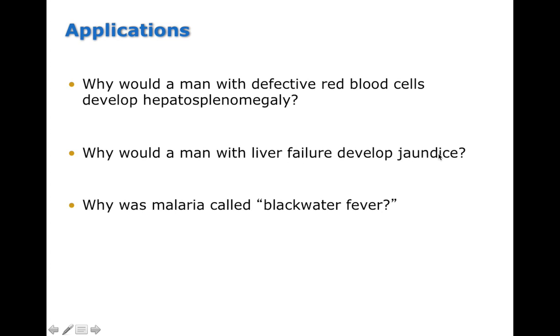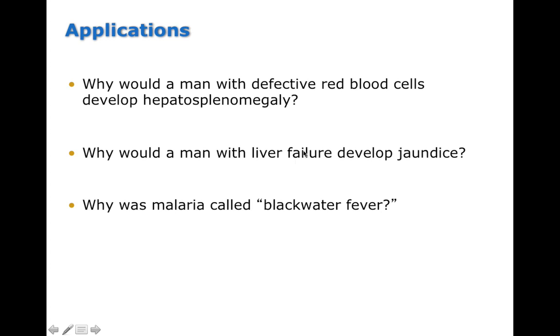Well, we learned how the liver is involved with helping to remove heme from blood and convert that into bilirubin, and that bilirubin is incorporated into bile. Now remember, bilirubin has kind of a greenish color, and that's what makes bile green.